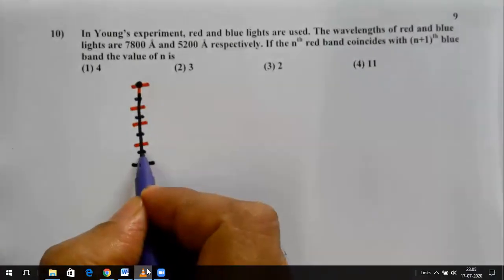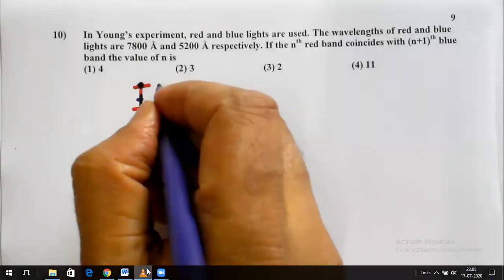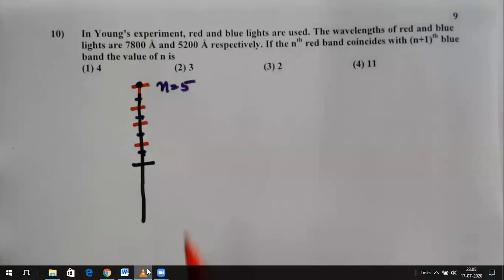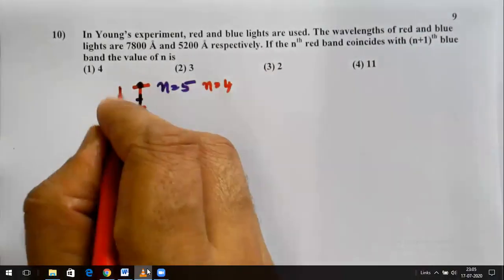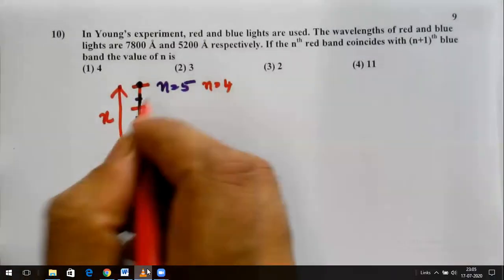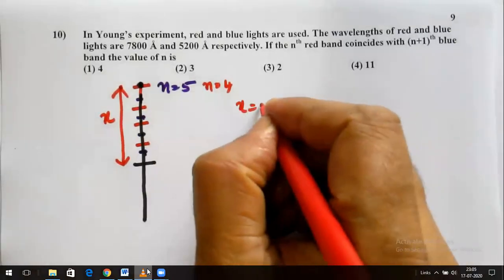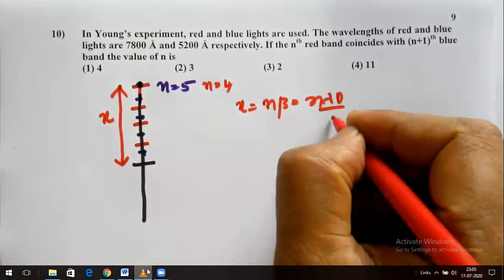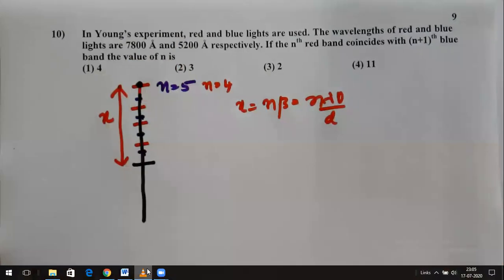So this is the first blue fringe, second one, third one, fourth one, fifth one. So n is equal to 5 for blue and n is equal to 4 for red. Both are produced at the same place. From the central fringe, they are at a distance x which is the same for both. And usually we write x as n beta, which is equal to n lambda D by d. So this n lambda D by d must be the same for both wavelengths, so we will equate it.